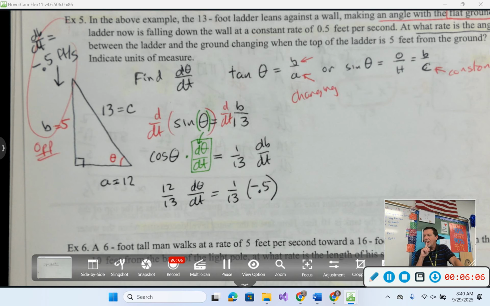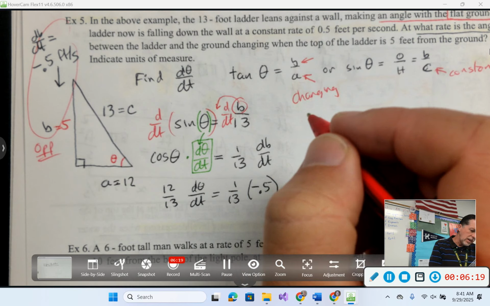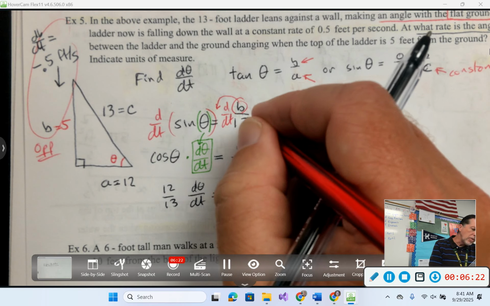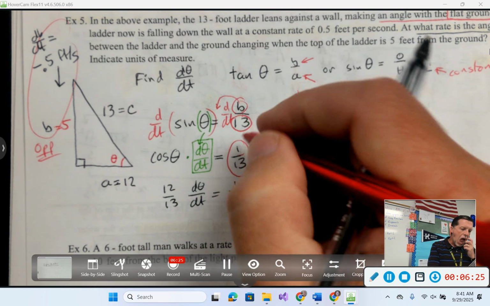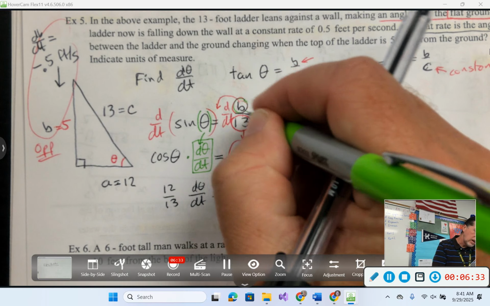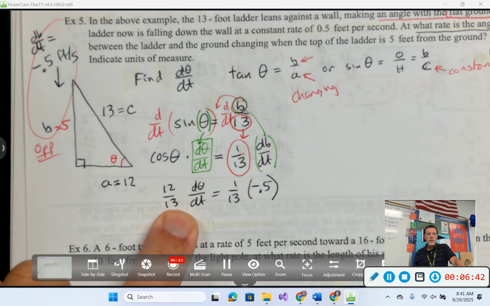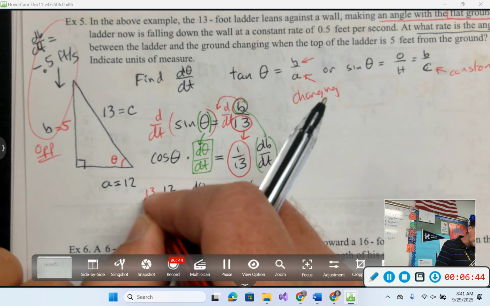Yes, sir? Why'd you replace the d with the 1? I put the 1/13 out front. And the derivative of b would just be 1, but chain rule, db dt. Braden, does that make sense now? Okay. Okay, let's multiply by 13/12 to make the 12/13 go away.